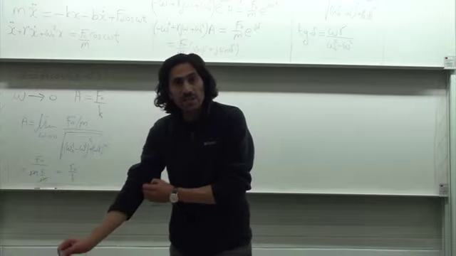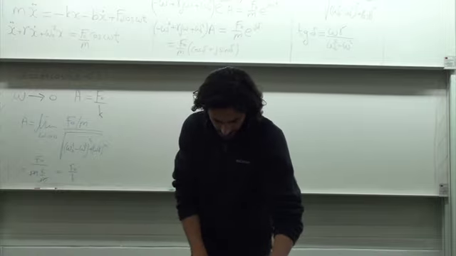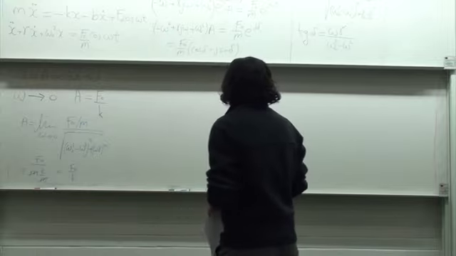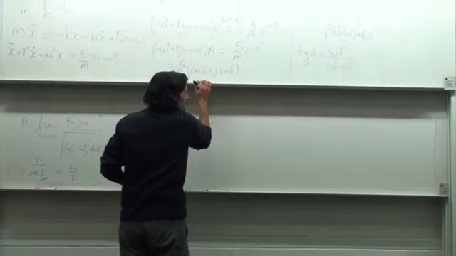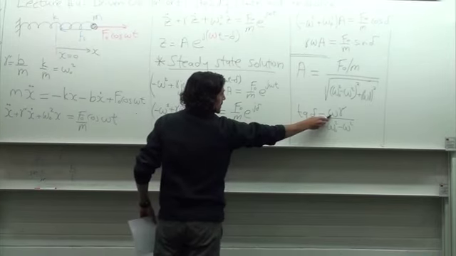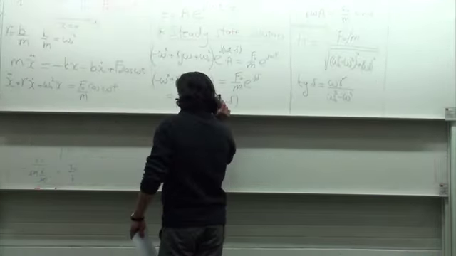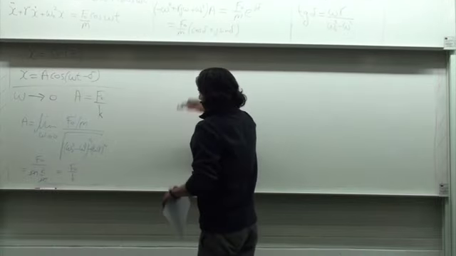So what is the phase difference then? Phase difference would be 0. You can see that immediately here. So the tangent of delta would be 0. All right.